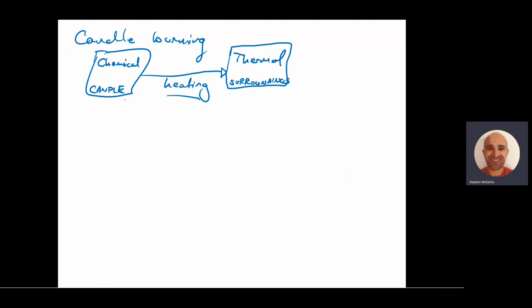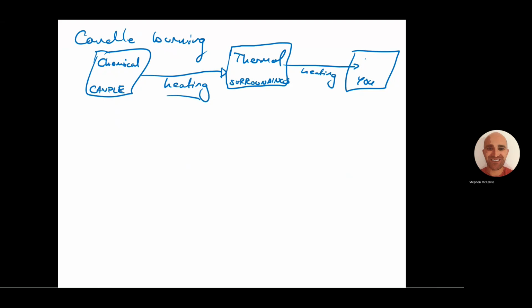This is why a candle feels warm. The energy store is being transferred by heating. It makes you feel hot because if there's a thermal store in the surroundings and you are in the surroundings, the thermal store will transfer energy by heating into your thermal store. The hot air around you is going to make you feel warm.